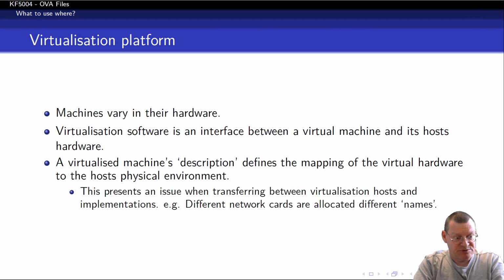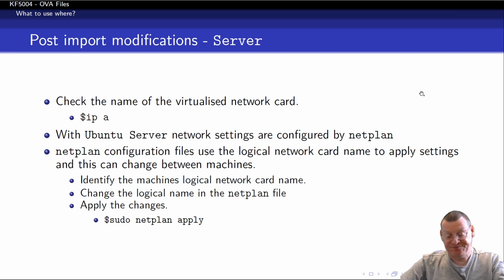So what we have to do is make sure that we have an ability not just to import, but then also to modify. And that is one of the issues that you may come across when you're working with these OVA files. So that said, what do we need to do? Well, the main problem you're going to come across is the network card not being recognized. Now, that isn't a fault of the OVA, that's just the way that virtualization works.